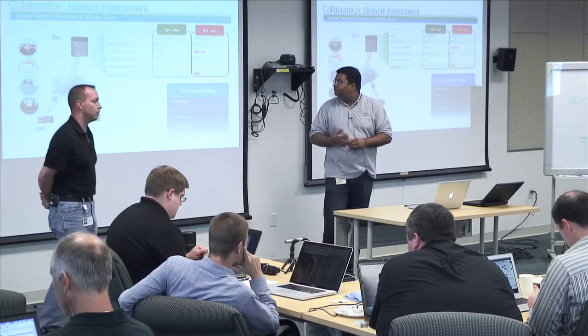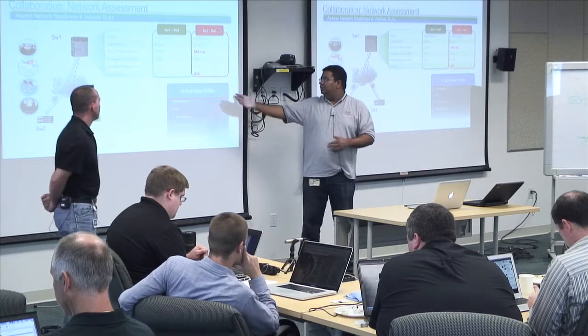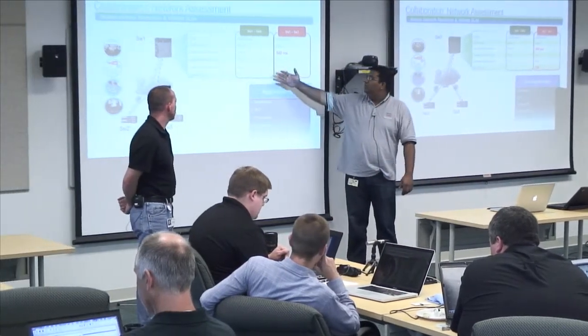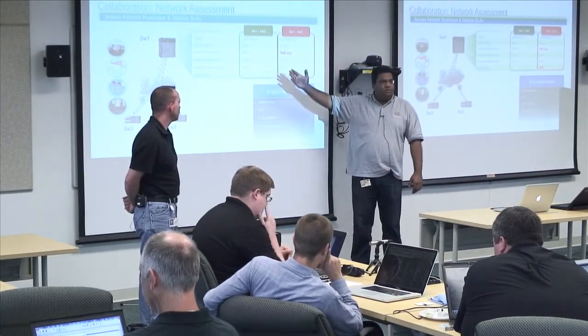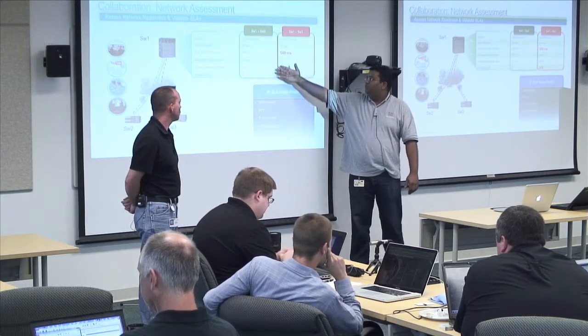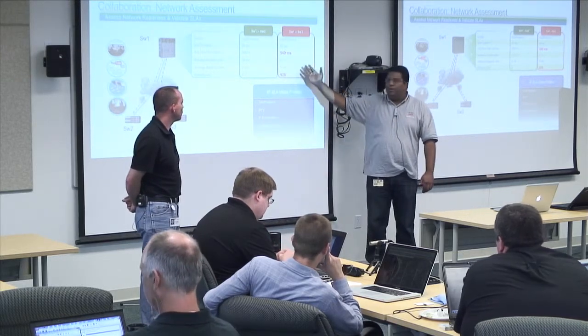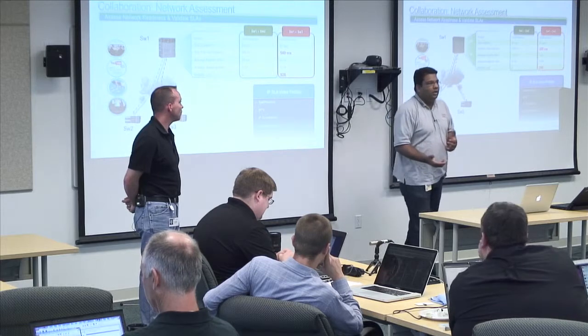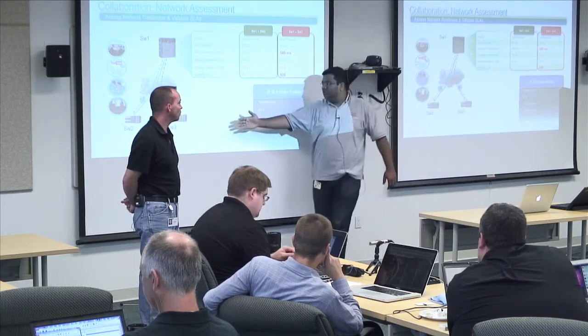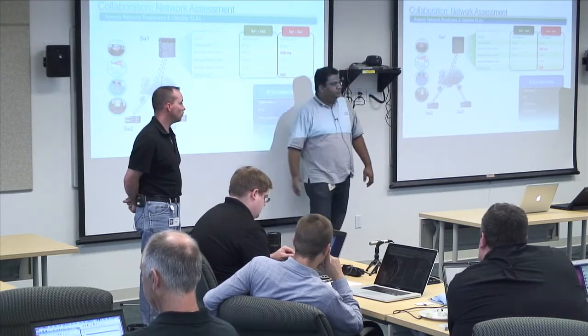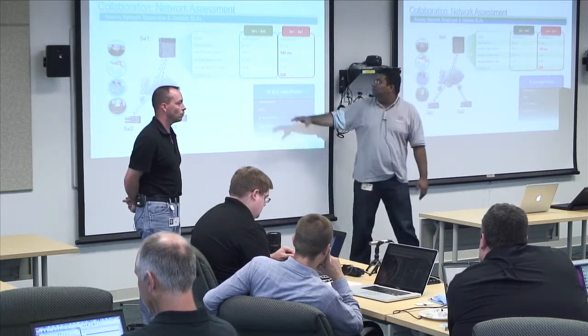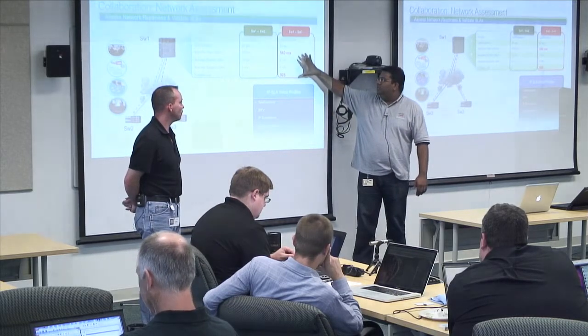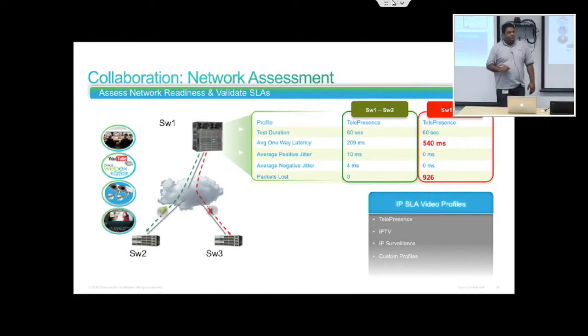Exactly. Jitter, latency. As an example, you can see over here, we're testing for telepresence across the network, and these are data points that will help me determine whether I can deploy telepresence over here or over here. It comes out with all the latency, the packet loss, jitter, all those good details.